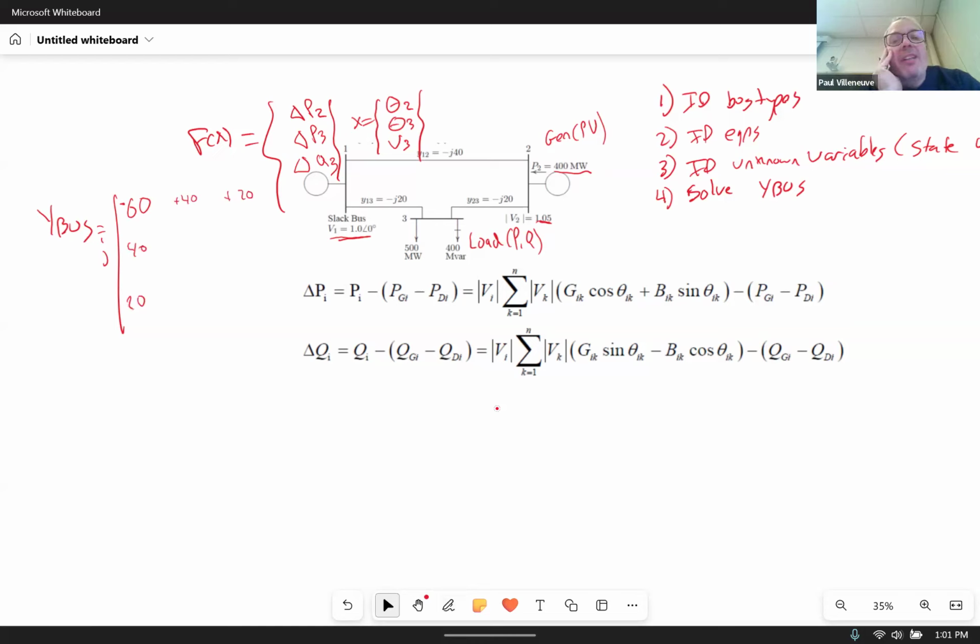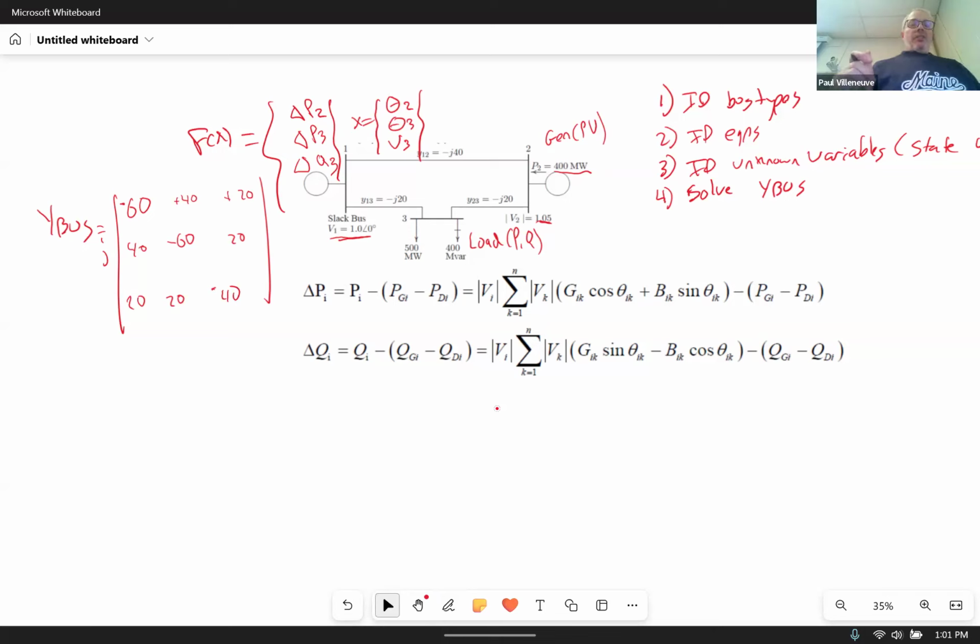Now we can do the self-admittance for bus 2: minus 40, minus 20, minus 60. And then the admittance between bus 2 and 3, the negative of it is 20. And then lastly, we have to do the self-admittance for bus 4. And that's just the two elements added together. Okay.